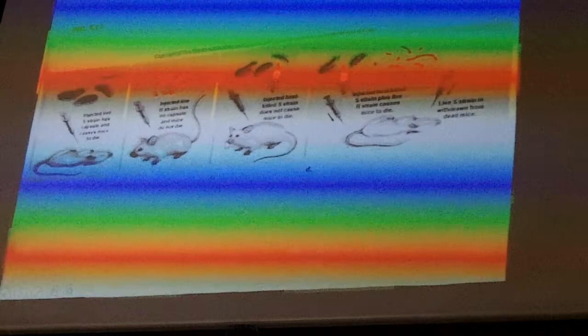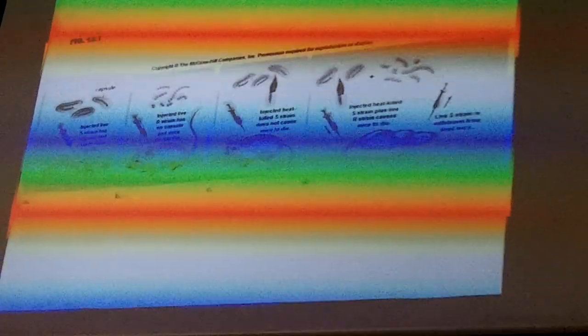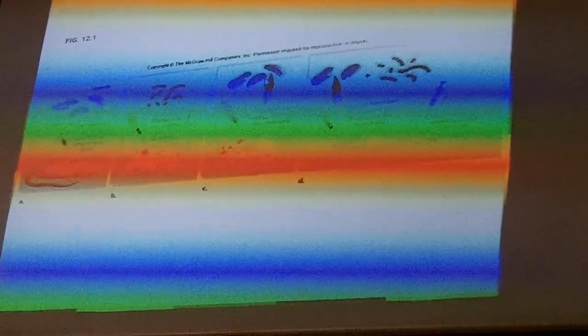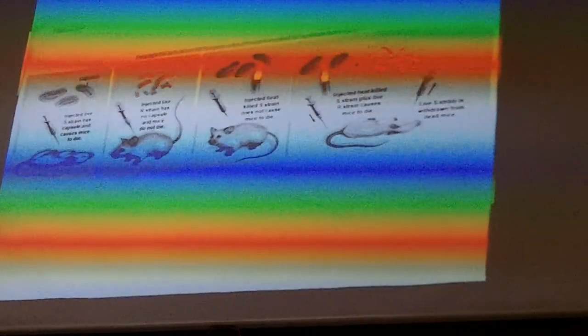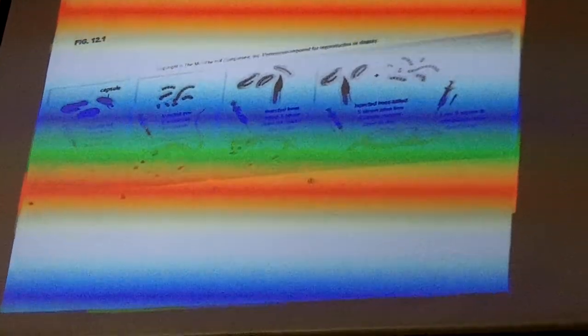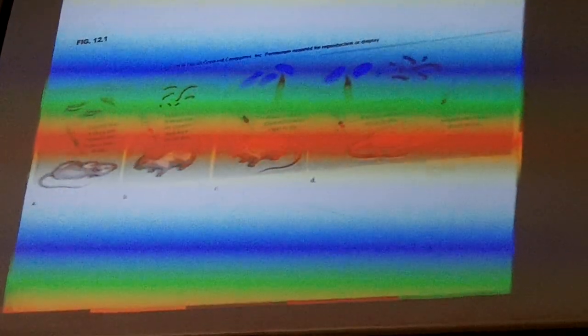Now, this is where the experiment gets interesting. If you take S-strain bacteria and you heat up the test tube that they're in so hot that it kills them, if you inject the mice with the heat-killed S-strain bacteria, it doesn't kill the mice because the bacteria are dead. And dead bacteria can't multiply and kill your mice. It won't cause an infection.